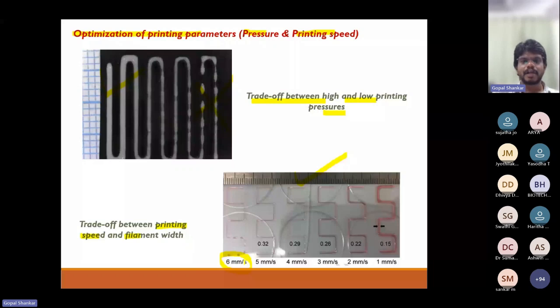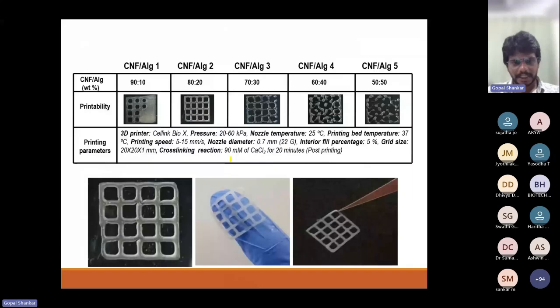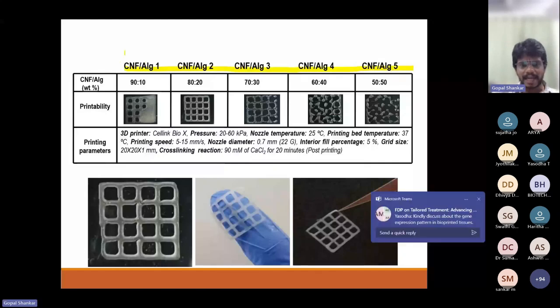So this trade-off between the pressure and the printing speed is very, very essential. This optimization of these printing parameters is essential to get a good construct with the proper shape fidelity. This is from our experience. You see that we have a different concentration. These are multi-components. One is cellulose nanofibers and the other one is alginate.